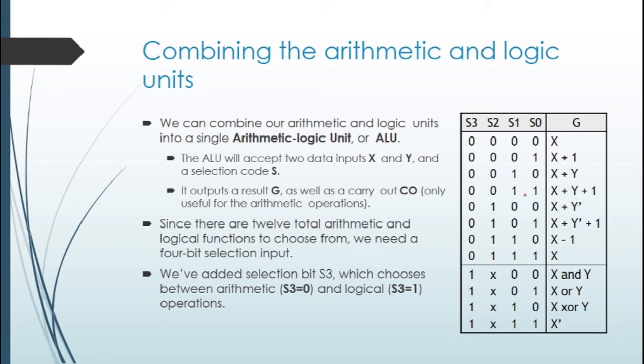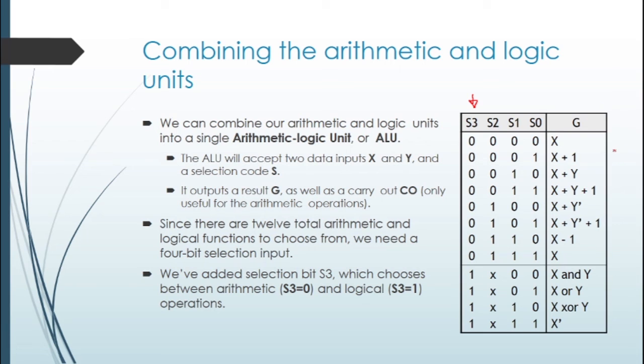Since there are 12 total arithmetic and logical operations to choose from, we need a 4-bit selection. Why? Because there are more than 8, so we need a 4-bit selection code, which is going to be S0, S1, S2, and S3. We have added a selection bit S3. This will be your main bit to choose between an arithmetic unit and a logic unit. For the logic unit we just need 2 bits for selection, and for the arithmetic unit we need 3 bits for selection.